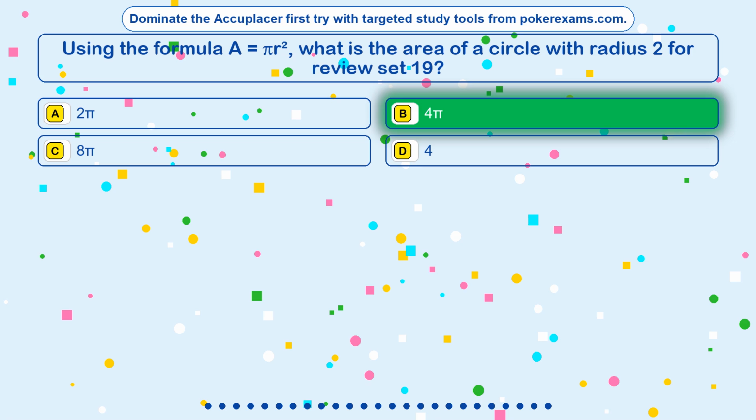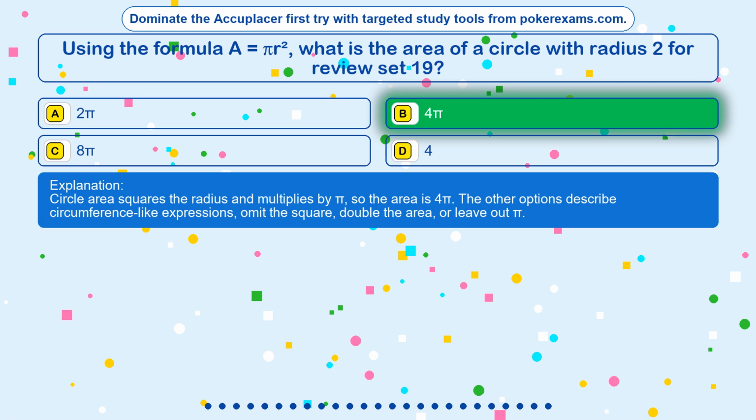The correct answer is option B, 4 pi. Circle area squares the radius and multiplies by pi, so the area is 4 pi. The other options describe circumference-like expressions, omit the square, double the area, or leave out pi.